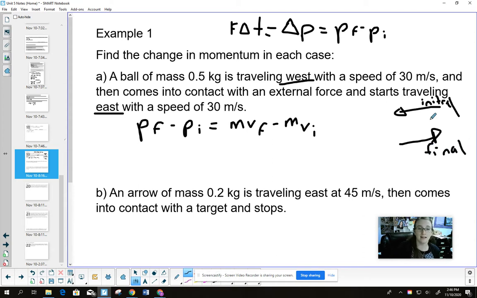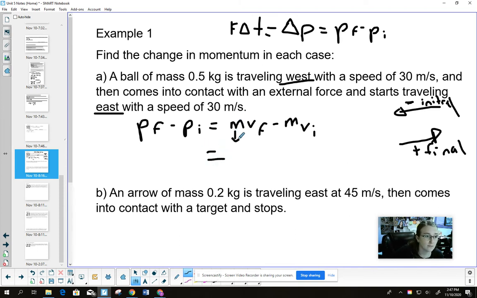I'm going to go ahead and call my initial negative and call my final positive. It doesn't matter which we call it. You should end up with the same change. You could switch that and you will get the same answer. It just matters that if they're in opposite directions, one has to be positive and one has to be negative.